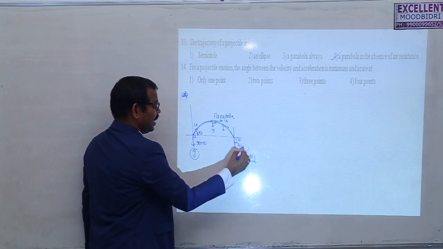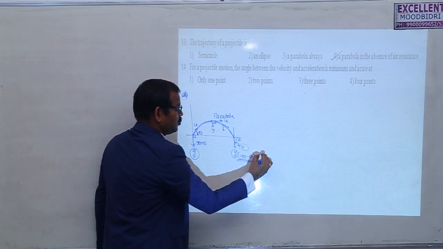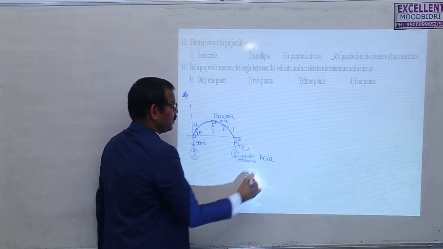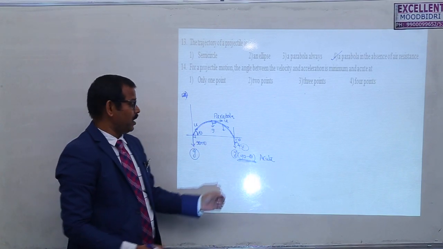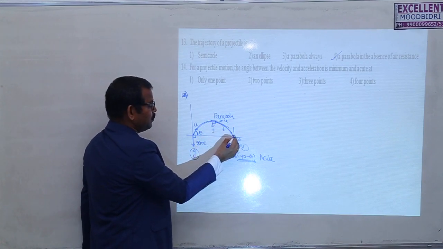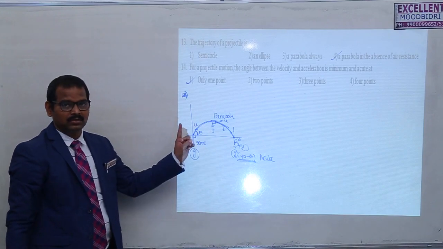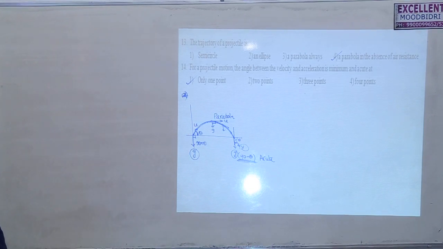This is the angle between velocity and acceleration when it is striking the ground, and this is acute because it is less than 90. And this is the only minimum value. Here also this value will be less than 90 only, but the minimum value will be at a striking point. So this appears only at a striking point only, only at one point.